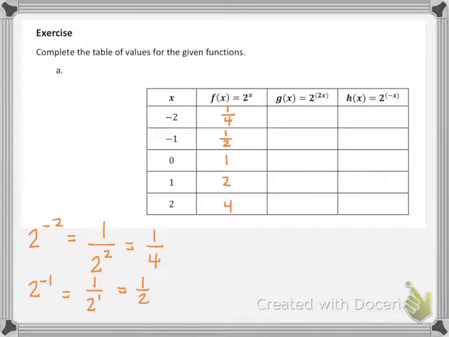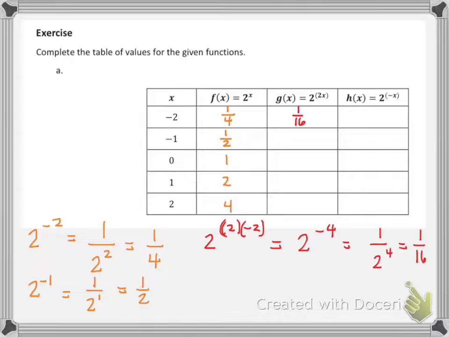Okay, let's go to g of x this time. If x is a negative 2, then g of x would be 2 to the 2 times negative 2, squared. Let me put enough parentheses in there. So I have to multiply 2 times negative 2, that's negative 4. Sorry, not squared, I got ahead of myself. This would be 2 to the negative 4. And in order to get rid of that negative exponent, I have to consider the reciprocal, which would be 1 over 2 to the positive 4. And 2 to the positive 4 is 16. So that's 1 over 16.